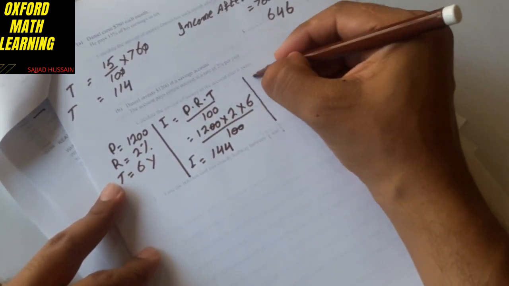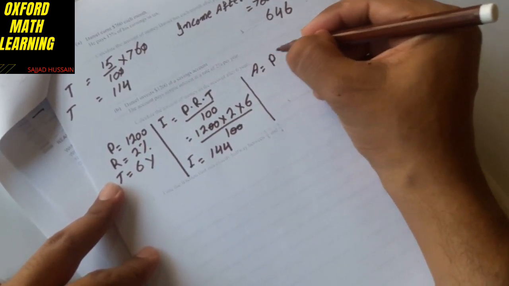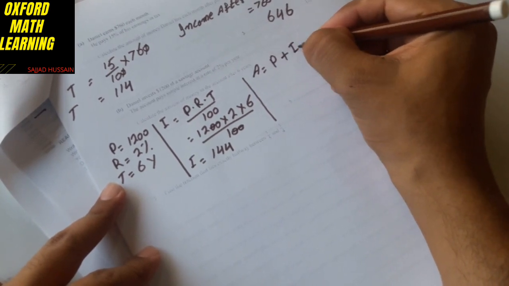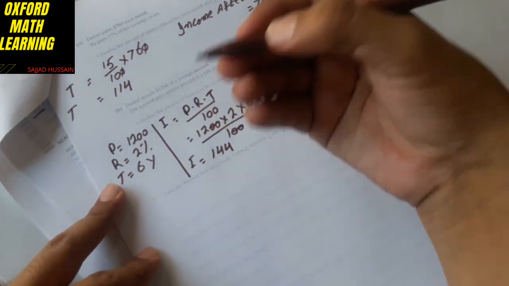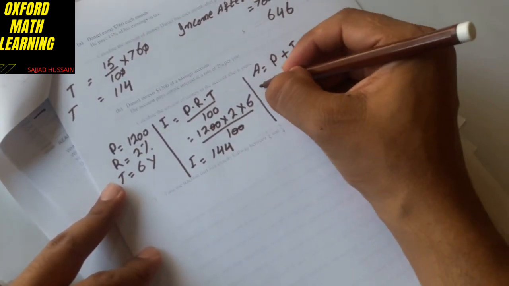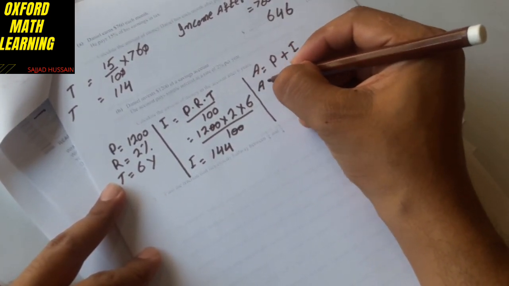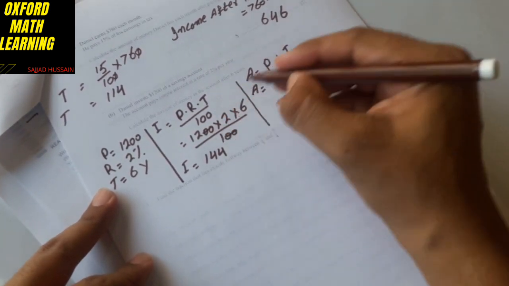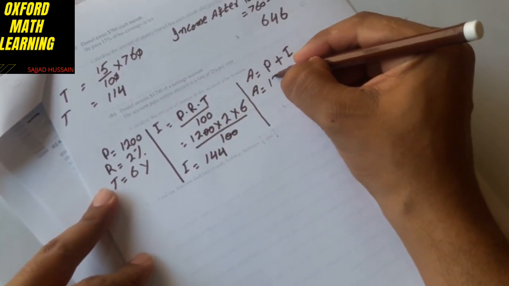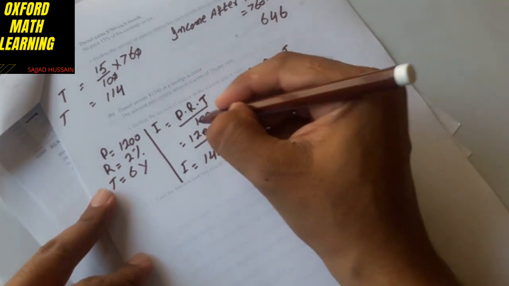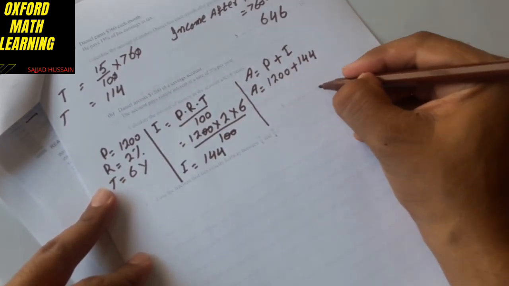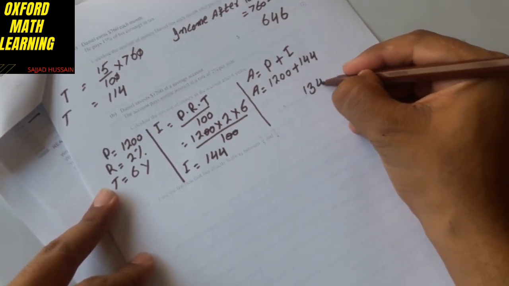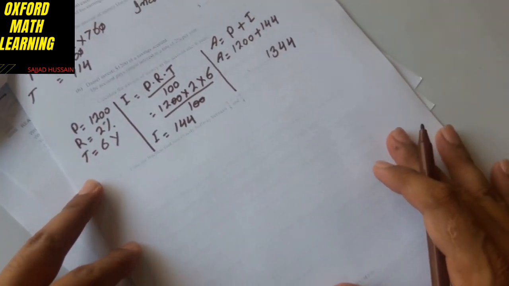We have to calculate the money amount. Amount is equal to principal plus interest. He has invested 1200 and he has earned 144 as interest. So after 6 years, his total amount will be principal 1200 plus interest 144. So this will become 1344, which is your final answer.